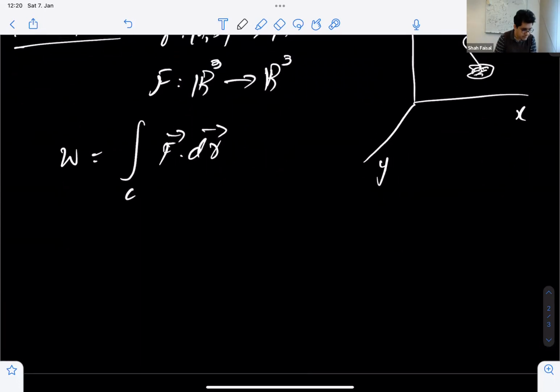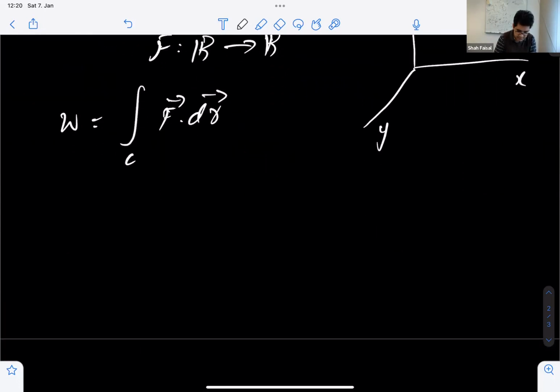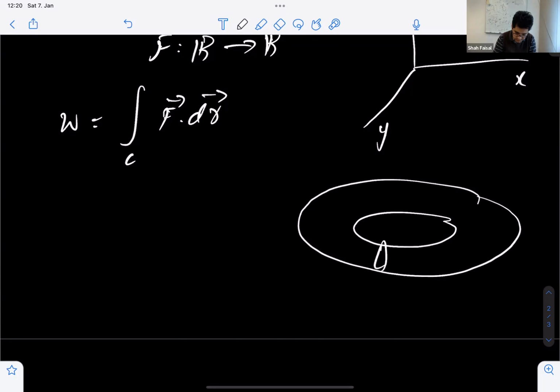But now if you lift this object on a curved space, let's say, let me draw something curved, like maybe the surface of a donut. And you take an object and take it from one place to another one, like this.